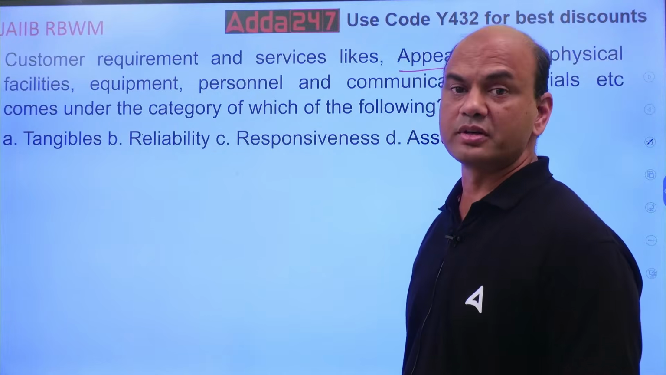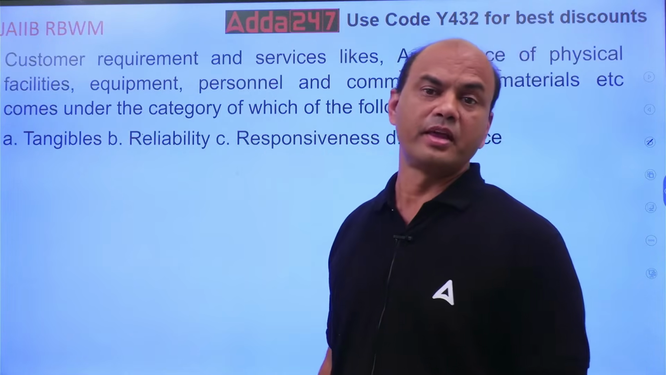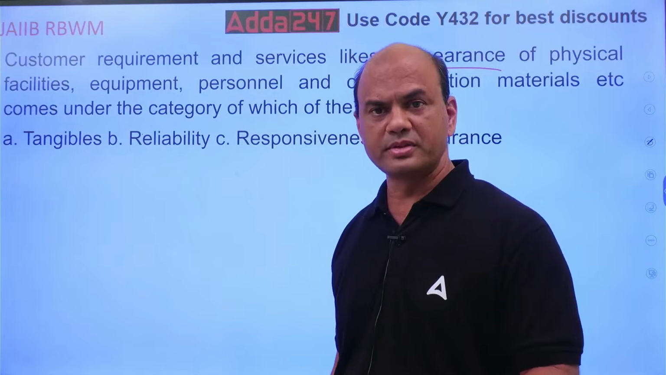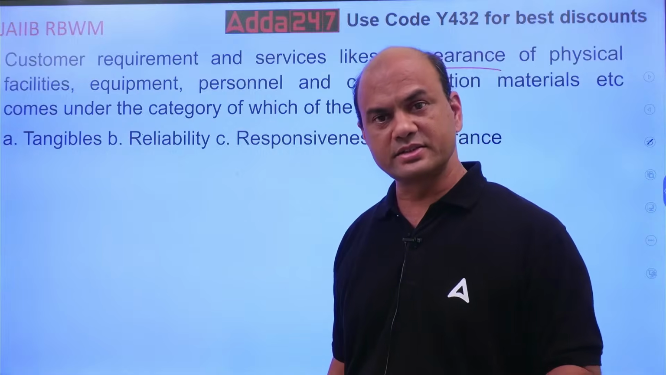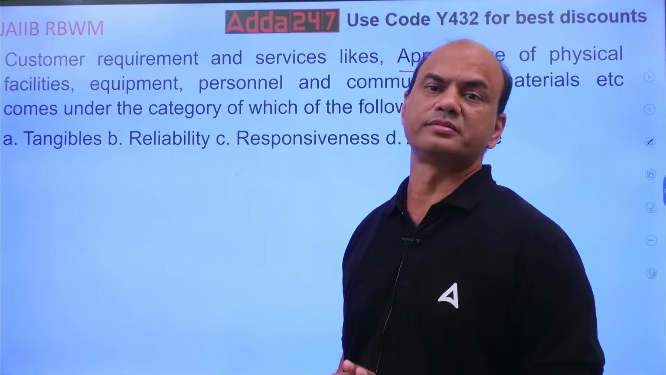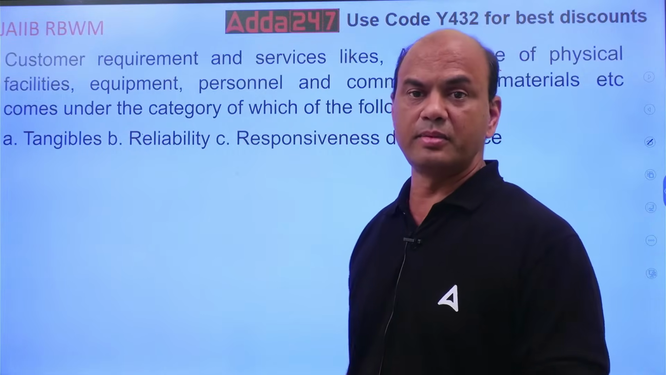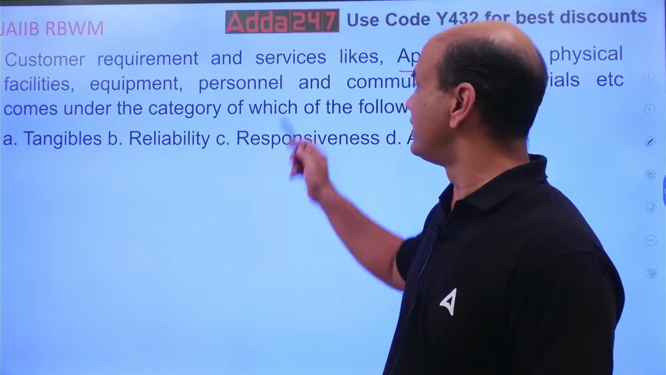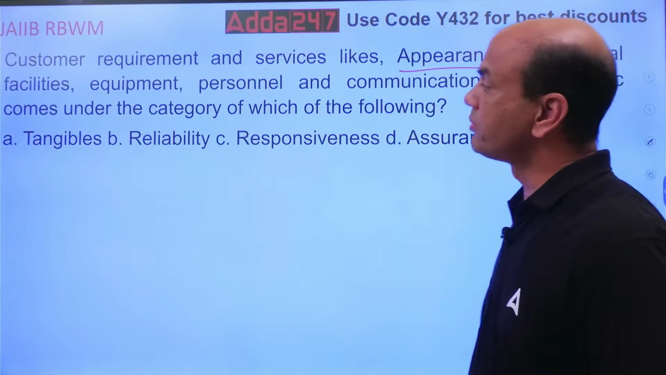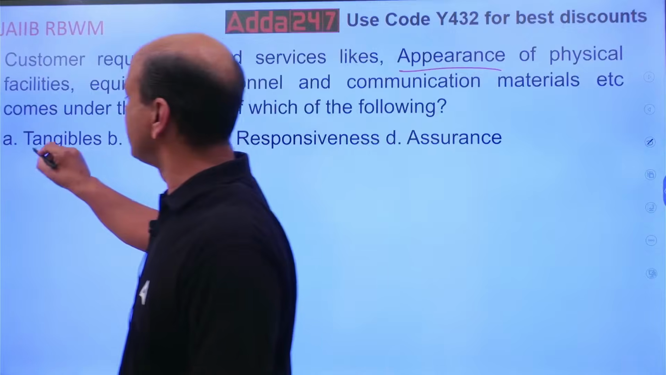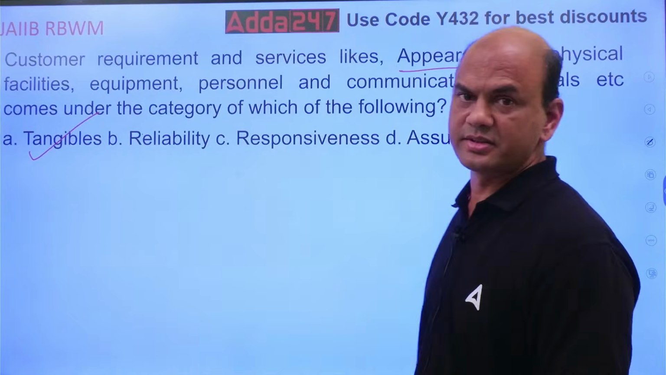Assurance means, how do you assure? This is related to the individual. If a customer gives you some job, kindly open my account tomorrow, and if you say yes, then you have to do it. Assurance. The customer must feel assured that once the work is given, it will be done. But here we are talking of what? Appearance, equipment. So this comes under tangibles. Okay? Tangibles. This is the answer.